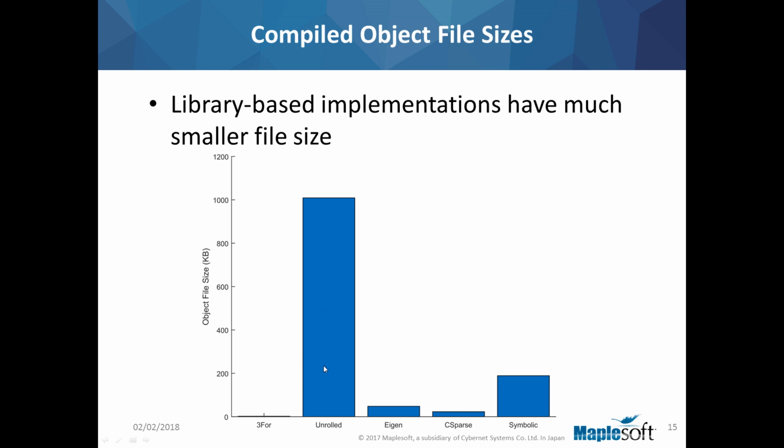But for the unrolled for loops and the symbolic code, you have much larger code file sizes, and so much larger object file sizes. The unrolled one is sitting around a megabyte, whereas the symbolic is around 190K. So this is the one disadvantage to the symbolic methods, is that you do need to have a larger code file size. And that will also mean a larger compile time.